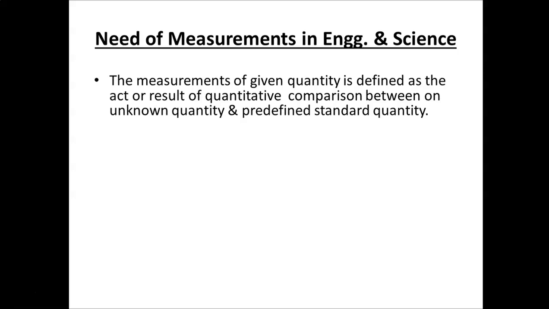The measurement of a given quantity is defined as the act or result of the quantitative comparison between an unknown quantity and a predefined standard unit. Suppose I want to measure the length of that pen. It is 0.5 meter. How can I express that? It is 0.5 because 1 meter is the predefined standard and the length of that pen is unknown. So by using the standard unit we are measuring the length of that pen, that is 0.5 meter.